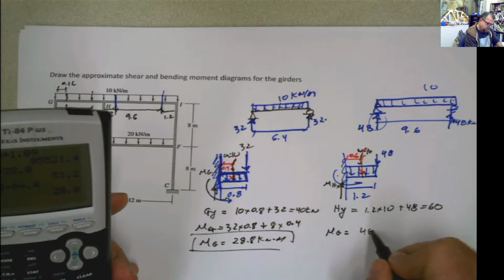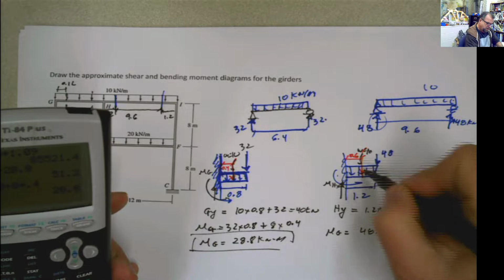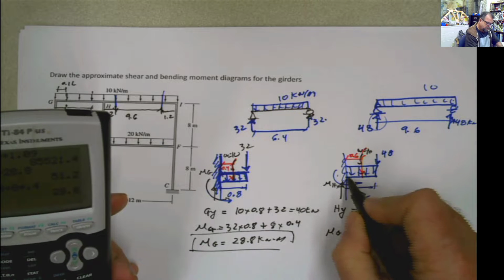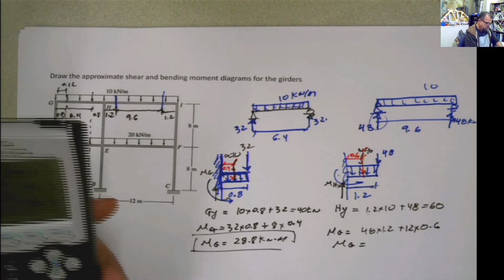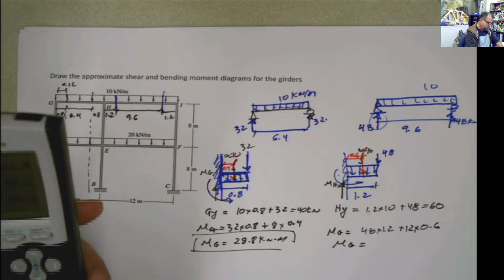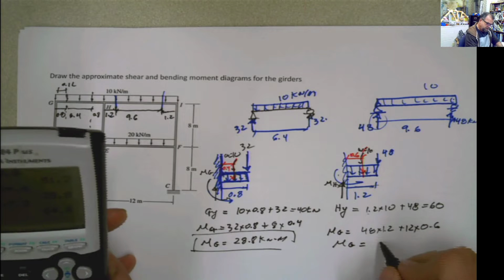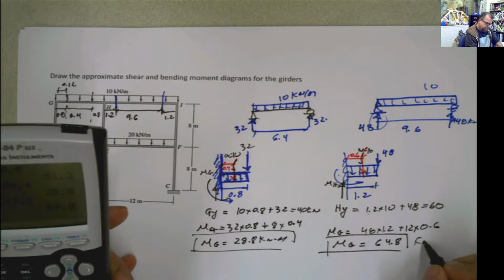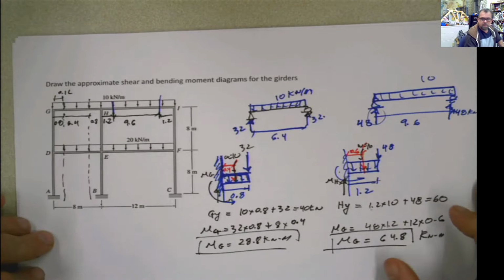48 times 1.2, and this load here is 12 times half of the distance, 0.6. So MG is going to be equal to 48 times 1.2 plus 12 times 0.6, which is 64.8 kilonewton meter. With those values, now we can build the diagrams.